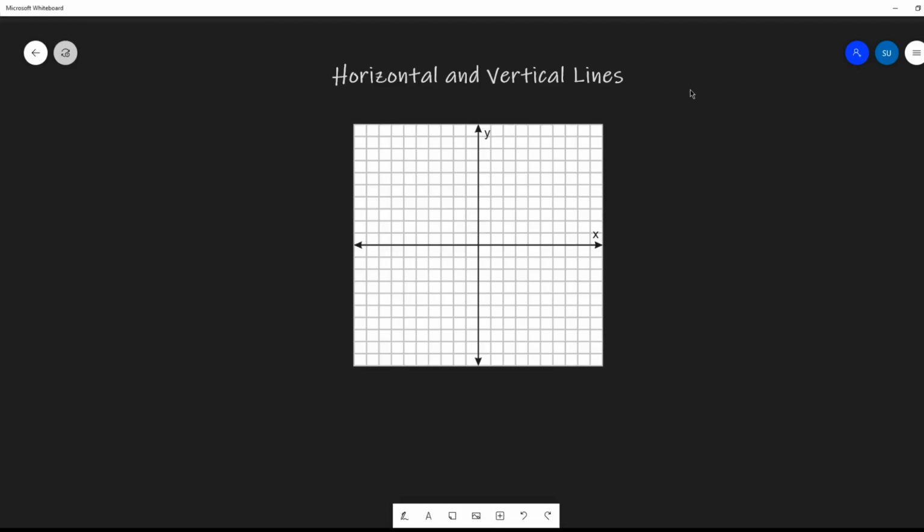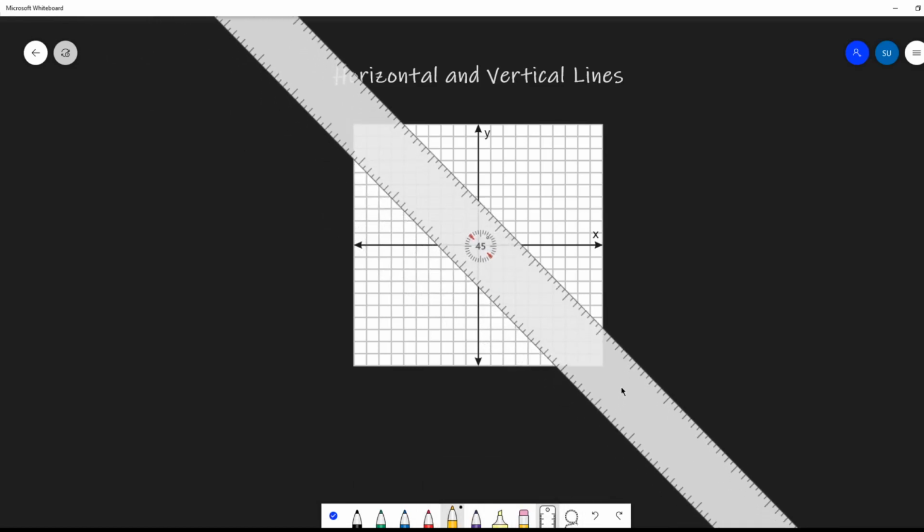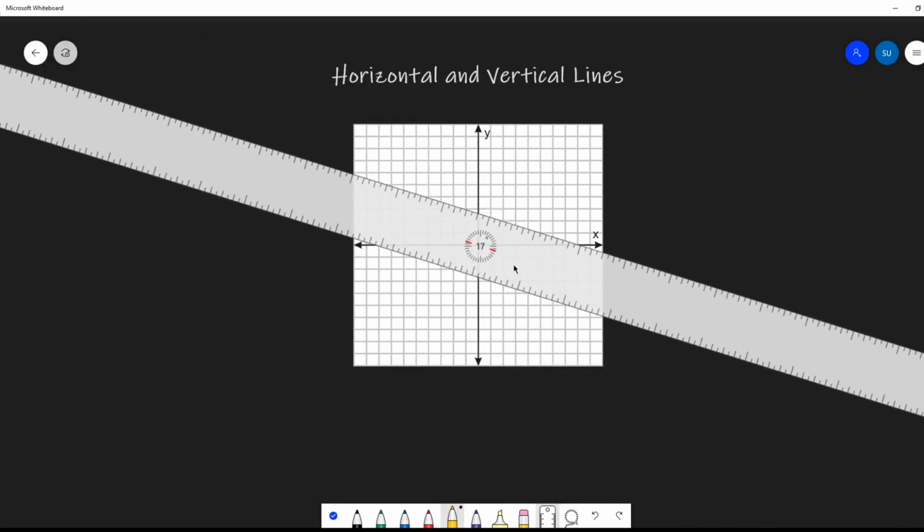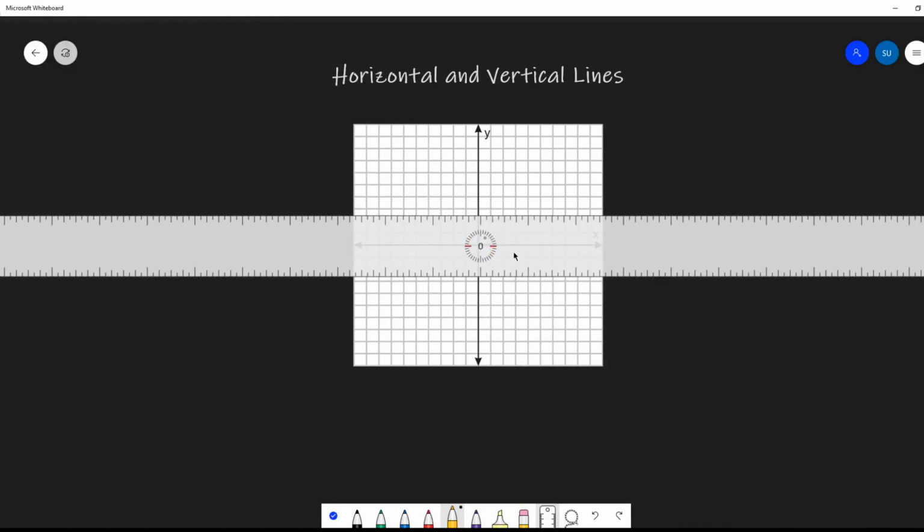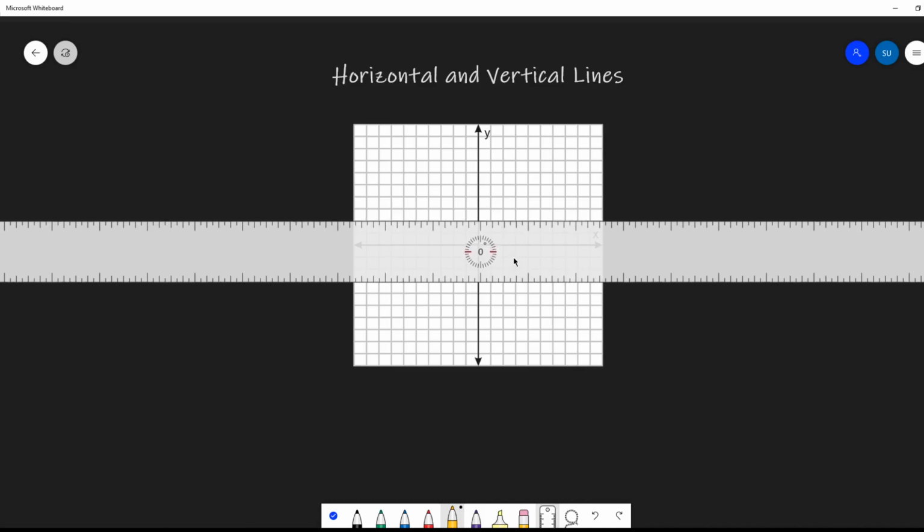So this is going to be a relatively quick video about horizontal and vertical lines and different types of information on them, like what's their slope or how to calculate the slope, things like that. So first, let's get a horizontal line in here. I'm going to use my ruler to draw one, and we'll put it at, we'll say y equals 2.